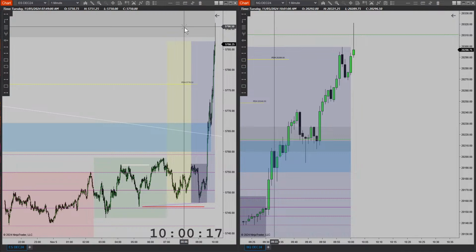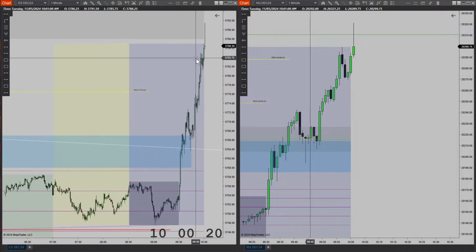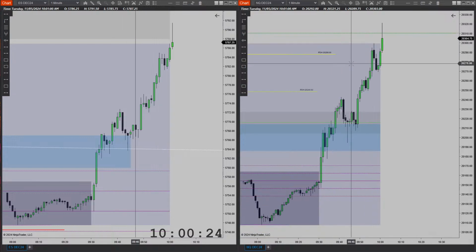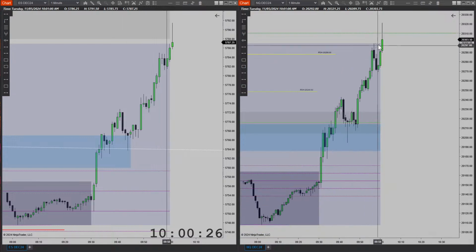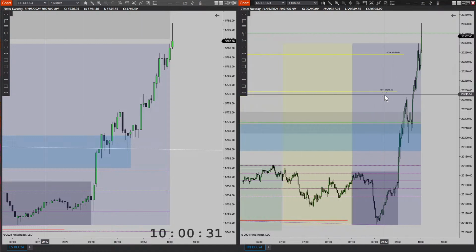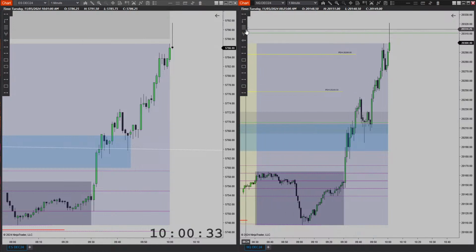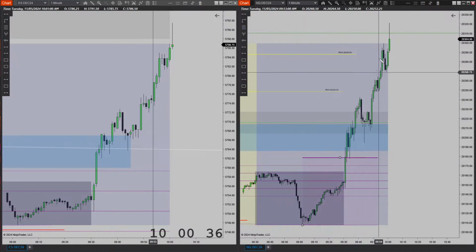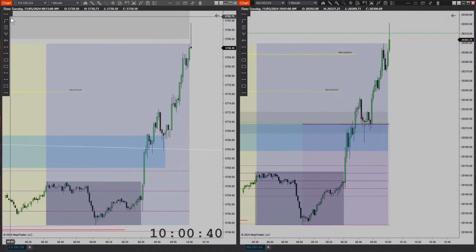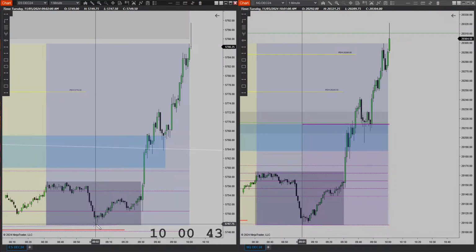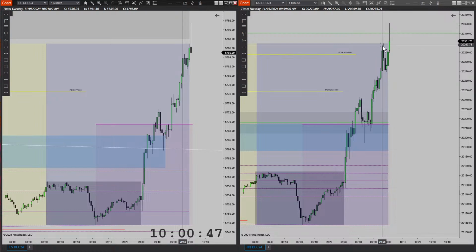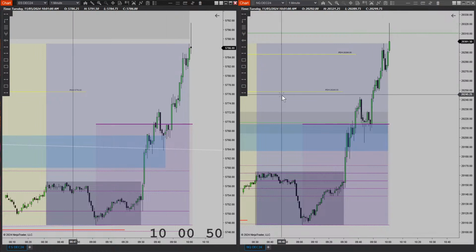Okay, so here we drew into this 4-hour gap here. Here we did not. Now I want to see how price reacts here, because now we have a range here, and this range here. Buy side, sell side, buy side, sell side. We'll see.